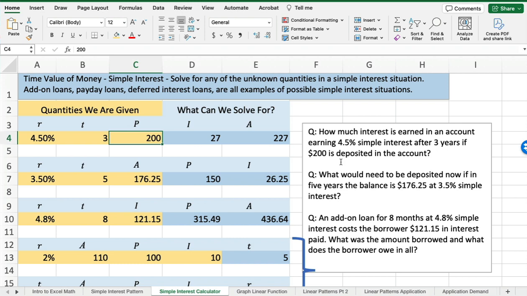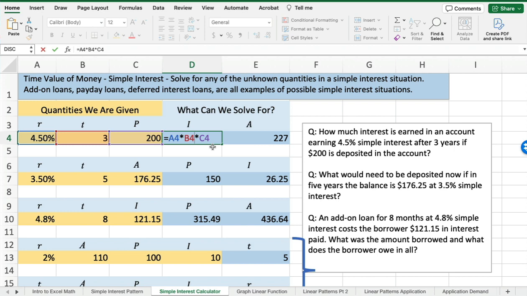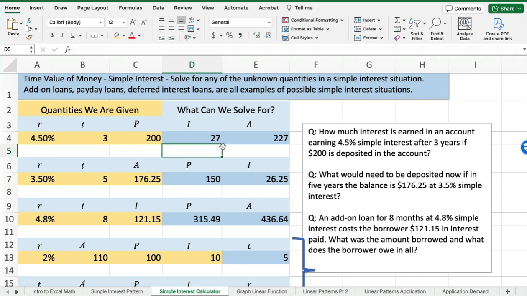And capital P, remember, that's our amount deposited. So capital P is 200. Okay, so to calculate interest, using the interest formula is literally equal to principal times rate times time. So you can multiply them in any order you want. I just went in order of column. So equals A4 times B4 times C4. That's basically just the order that they appeared in the spreadsheet. It doesn't matter. You can multiply in any order you want. So principal times rate times time turns out to be $27.